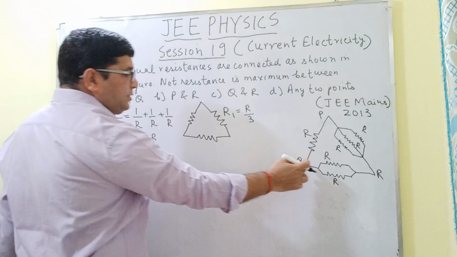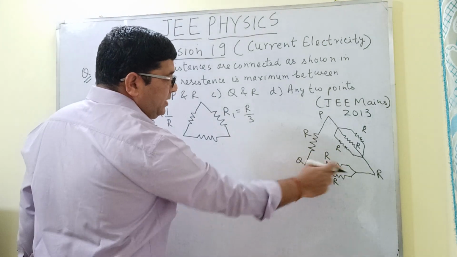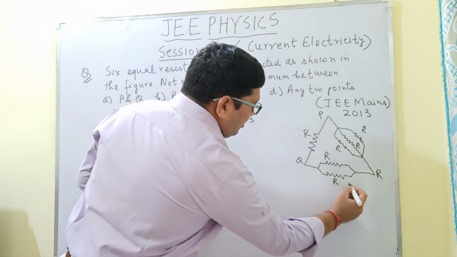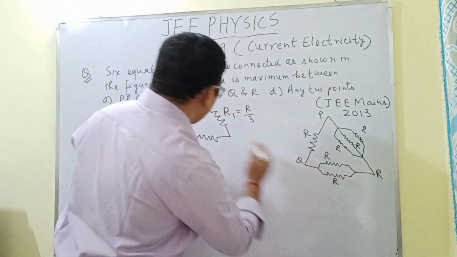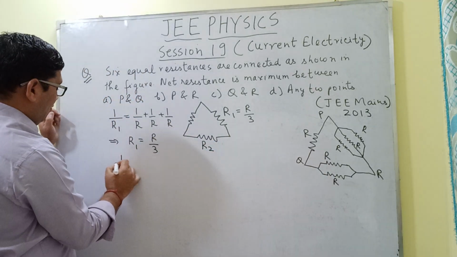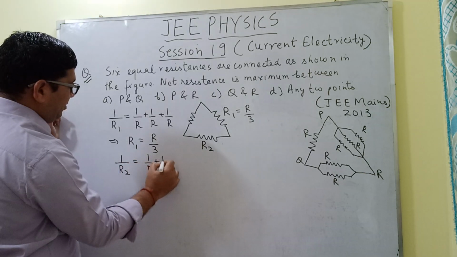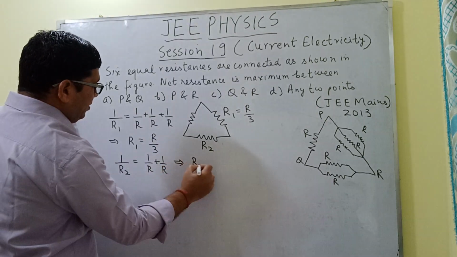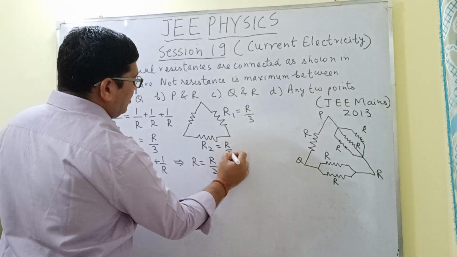Similarly, since these two resistances are connected in parallel between these 2 points, that is Q and R, their equivalent resistance, say it is R2, will be given by 1 by R2 is equal to 1 by R plus 1 by R. So it implies that R2 will be equal to R by 2. So this is equal to R by 2.